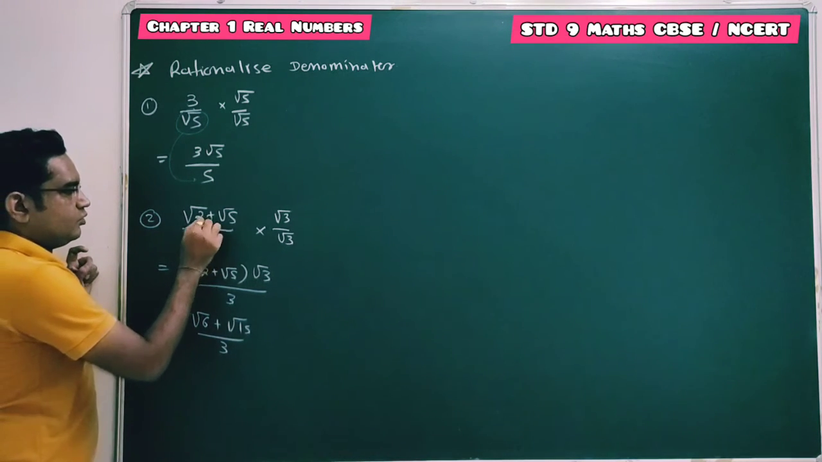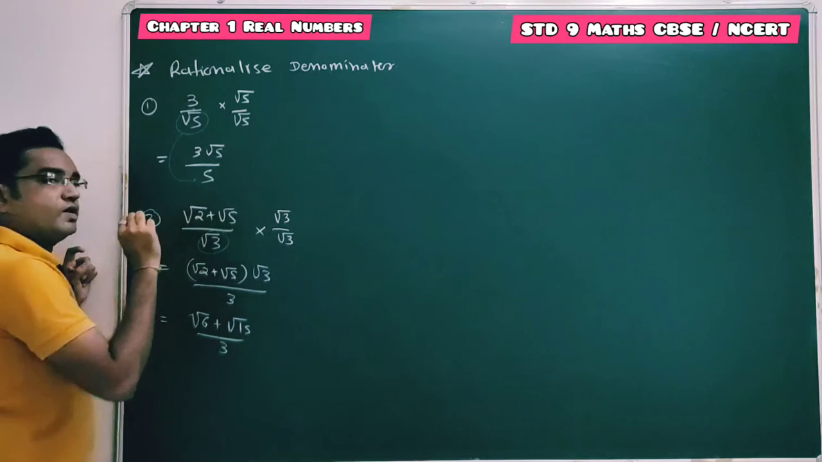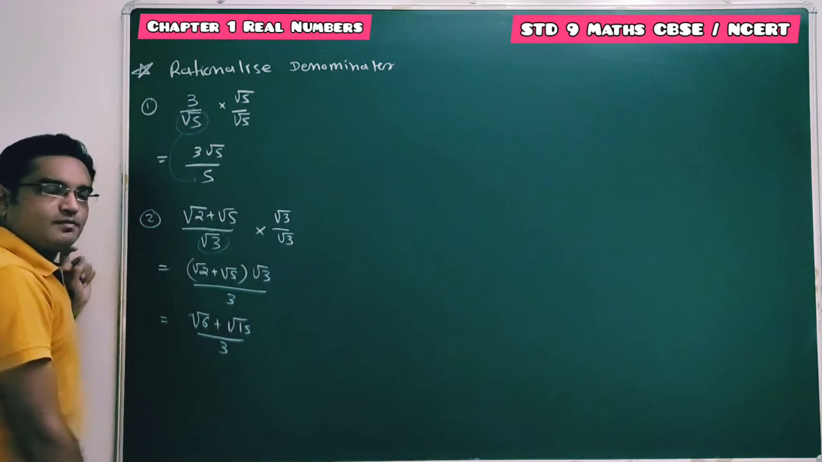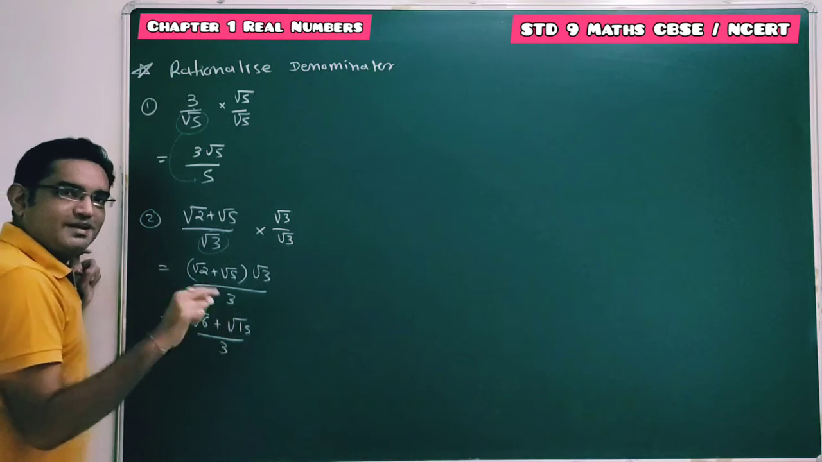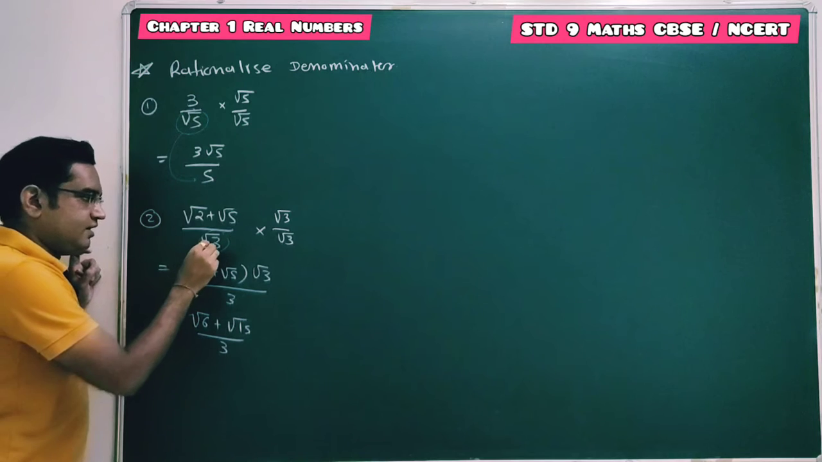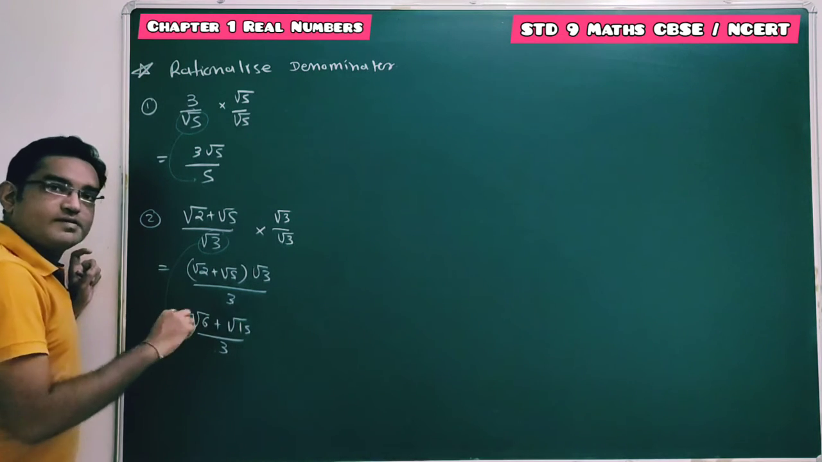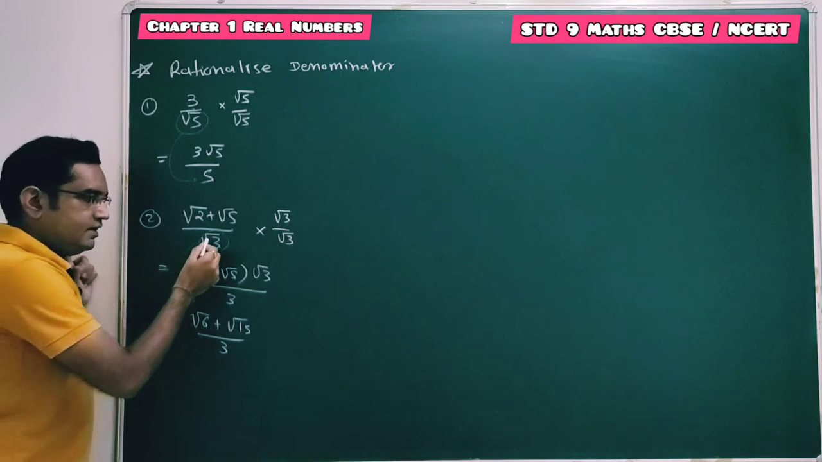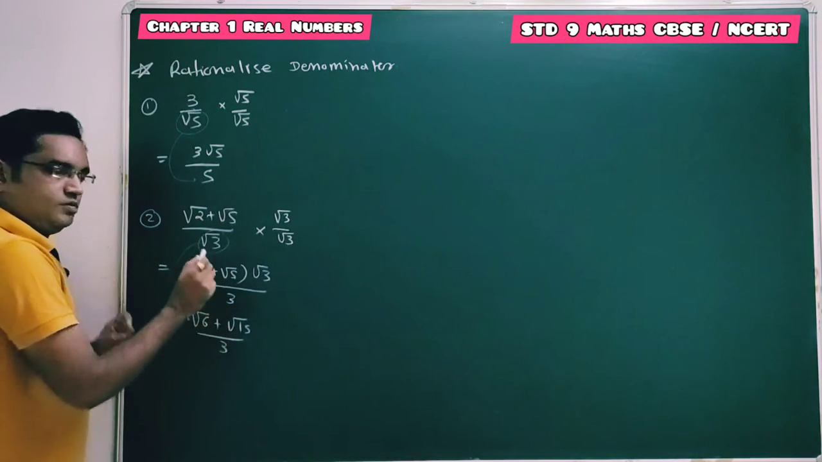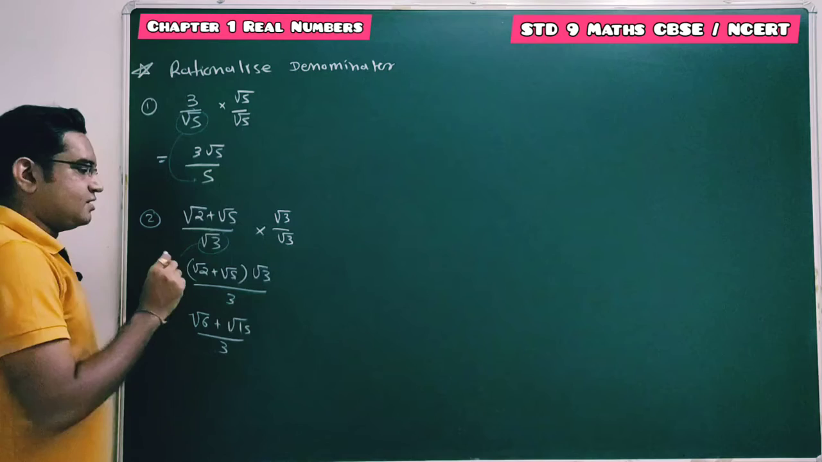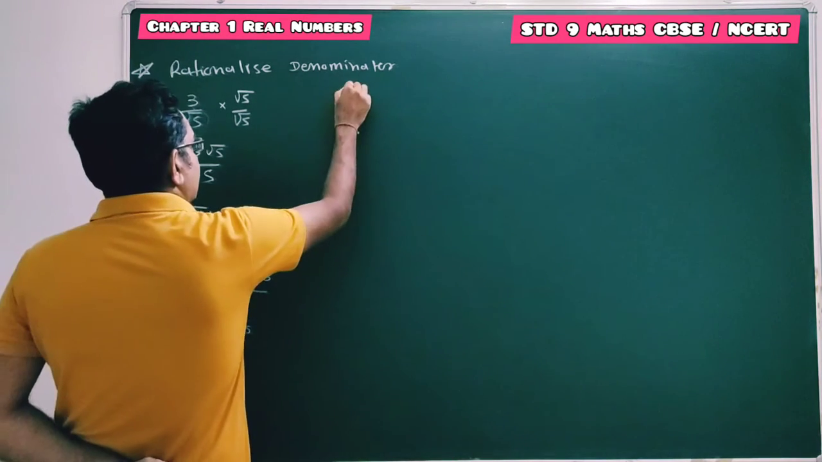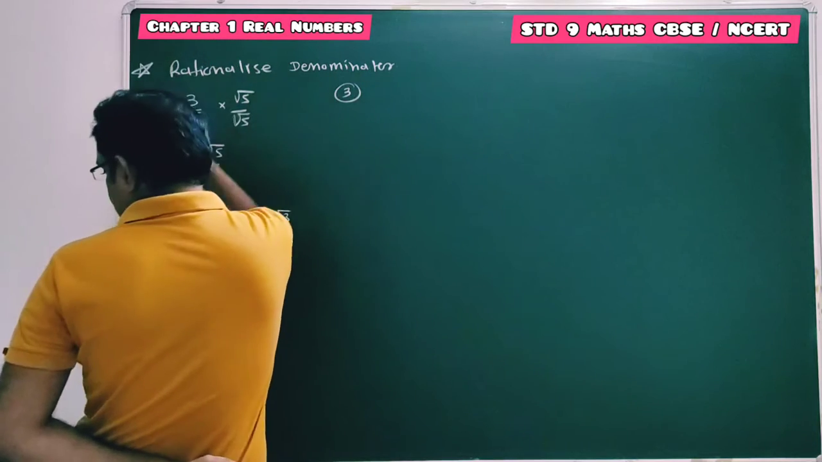The given number is root 2 plus root 5 by root 3, where root 3 is an irrational number. The denominator was an irrational number. Now the denominator is a rational number. So this irrational denominator is converted into a rational denominator, which is known as rationalization. Clear, students?